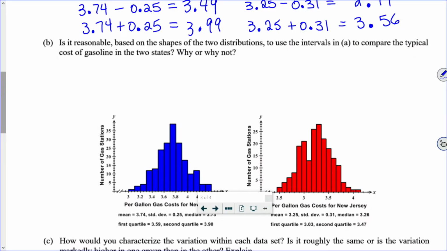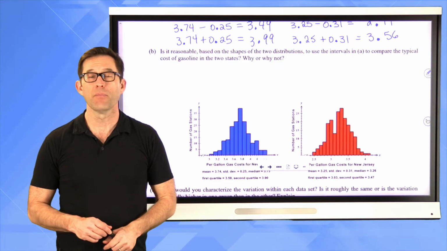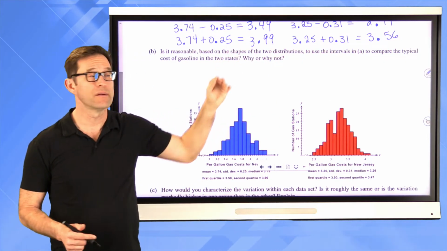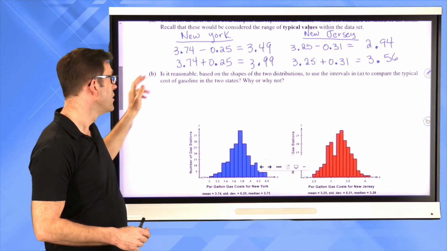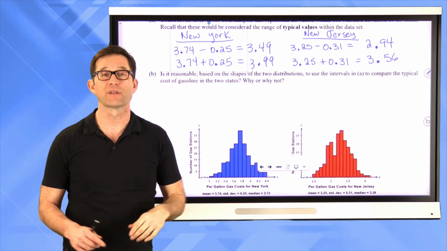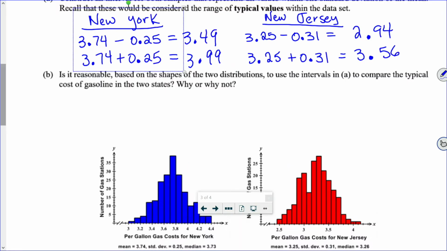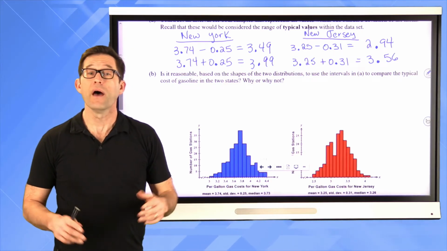Is it reasonable, based on the shapes of the two distributions, to use the intervals in A to compare the typical cost of gasoline in the two states, why or why not? All right, pause the video now and see what you think. Would it be reasonable to use these intervals to compare the typical prices? All right, and the answer is yes.